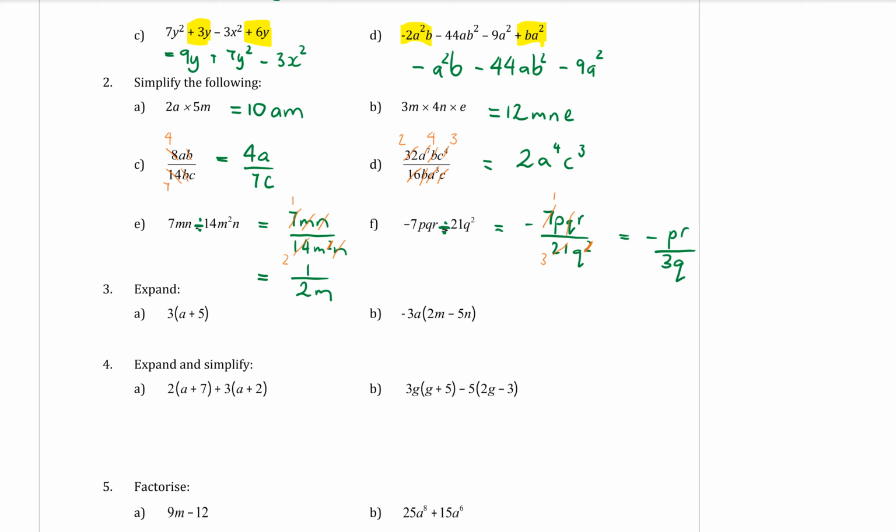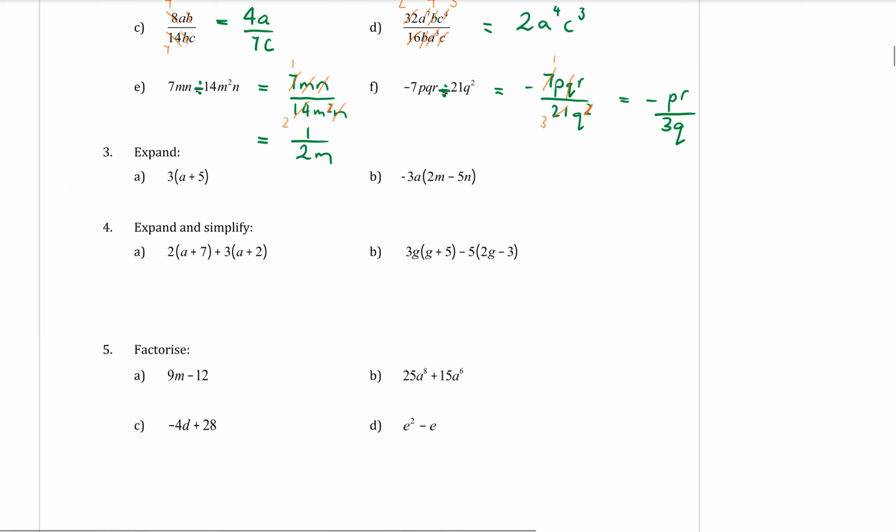All good with that? That's just really what we were practicing last topic, so it's a good little review of that. Question 3. We are now expanding, which means we want to get rid of the brackets. So a quick little review of our distributive law. You want to times the 3 by each thing inside the bracket. I go 3 times a, and you can draw the little arcs on there if you need to. 3 times a is 3a.